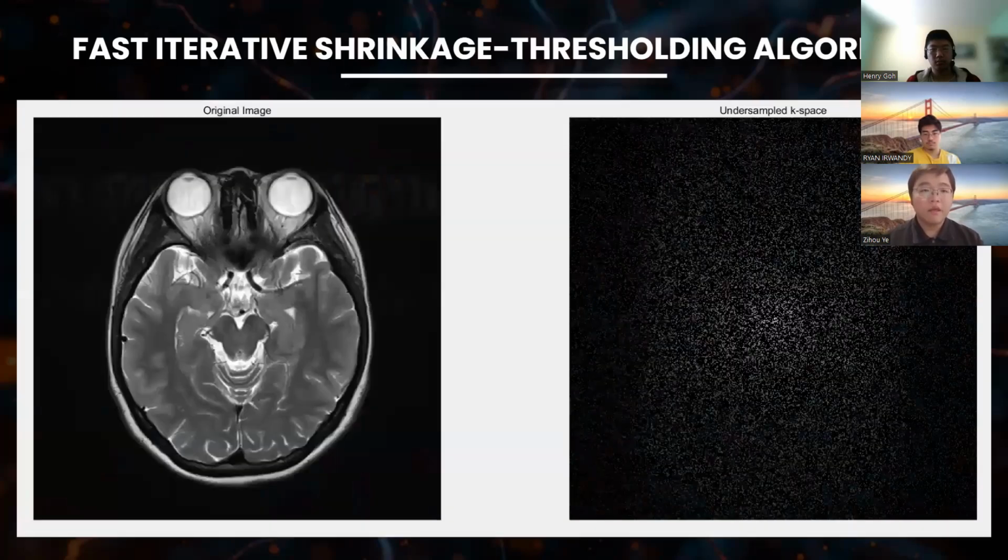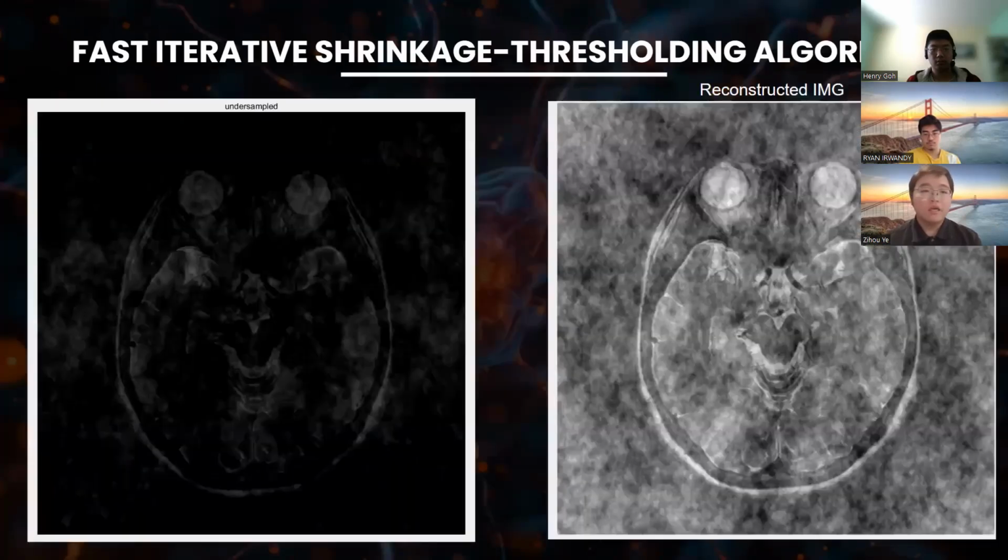Next slide, please. So as you can see, on the left-hand side is our original image. On the right-hand side is our undersampled K-space. And on the left-hand side is a direct image reconstructed backwards from FFT. And on the right-hand side is a reconstructed image using FISTA. So here you can see that it's actually deblurring quite well, where you can see the geometry shape of each organ quite well, but it really didn't do that much on the denoising part, which means that the noise is still a big issue under this algorithm.